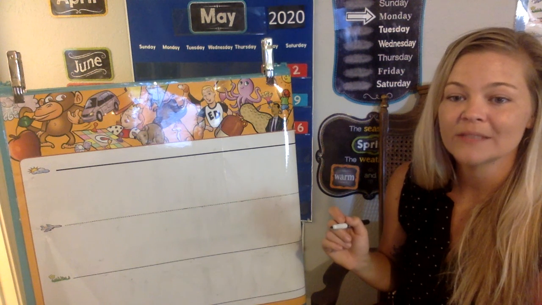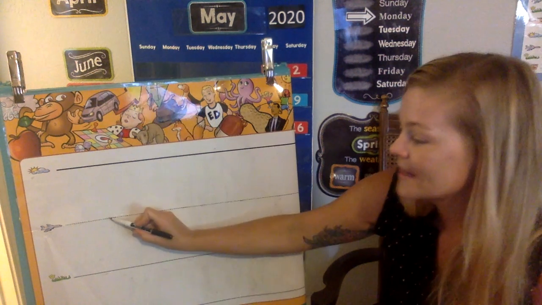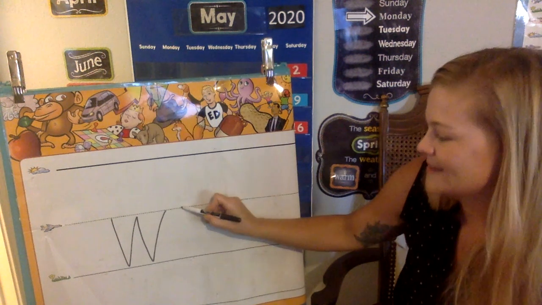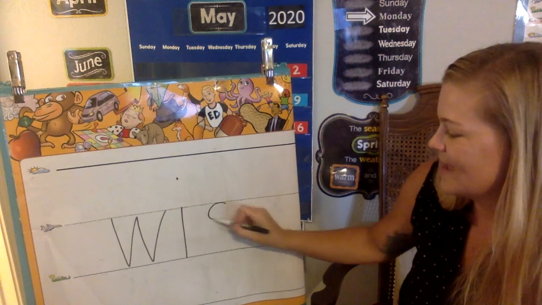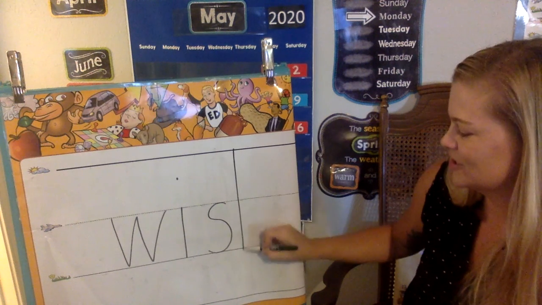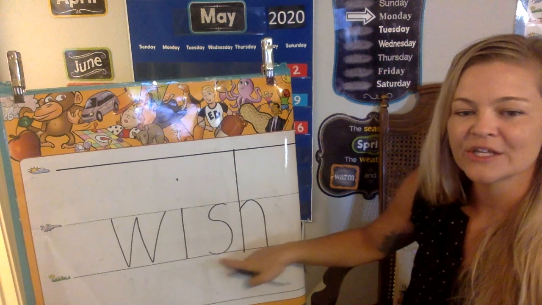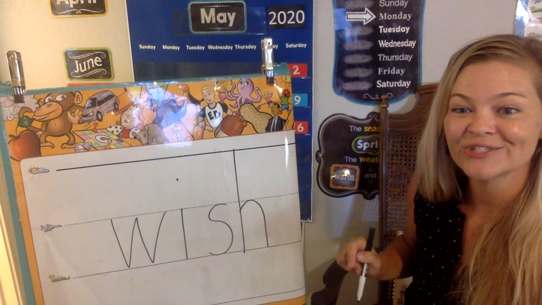Okay, let's spell it. What letter makes the w sound? That's a W. I. That's an I. Wish. Sh. What two letters make the sh sound? An S, H. So we spelled wish, like make a wish.